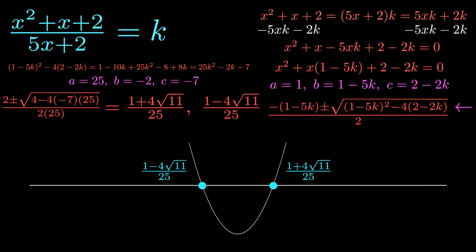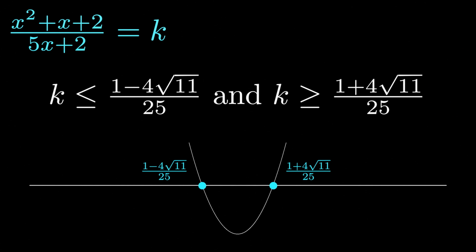So what does that tell us about the values of k for which our equation is solvable for real x? Well, it tells us that our solutions can't lie in the interval from 1 minus 4 times the square root of 11 divided by 25 to 1 plus 4 times the square root of 11 divided by 25, because then our quadratic would take on negative values and our discriminant would be negative, and that would lead to complex solutions. Therefore, our values of k are k less than or equal to 1 minus 4 times the square root of 11 divided by 25, and k greater than or equal to 1 plus 4 times the square root of 11 divided by 25. Which is the final answer to this problem.